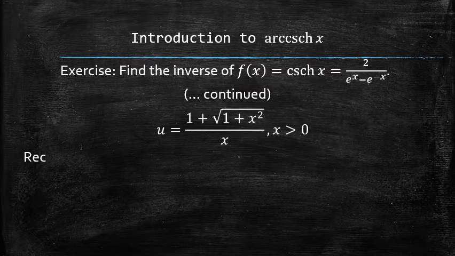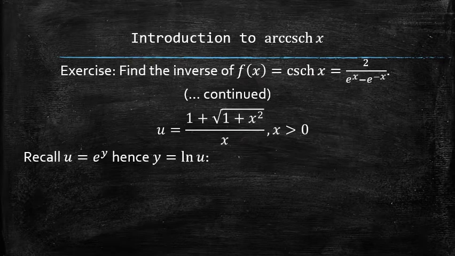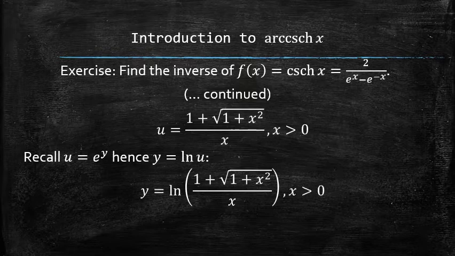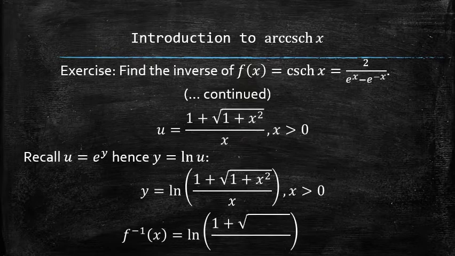Now, since u is e to the power y, then y is the natural logarithm of u. So we solve for y, and we finally get the following result. Notice how we still have the requirement of x being greater than or equal to 0.